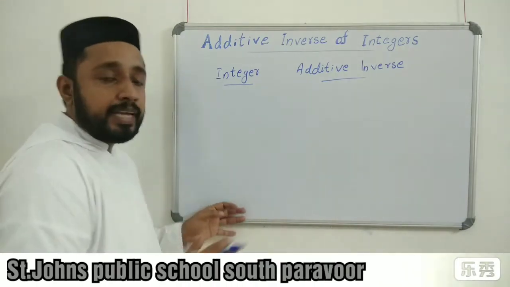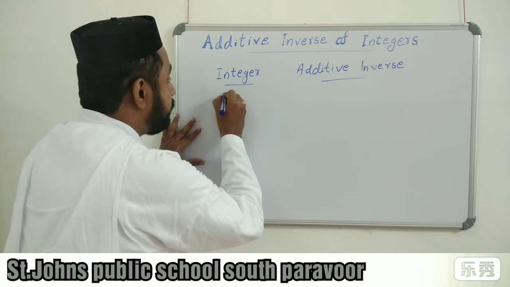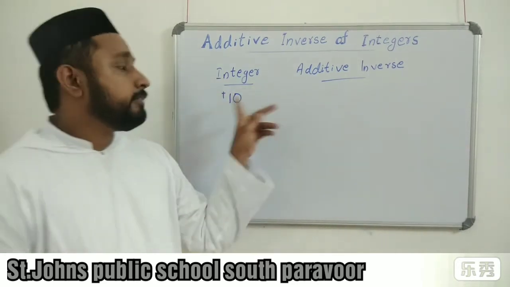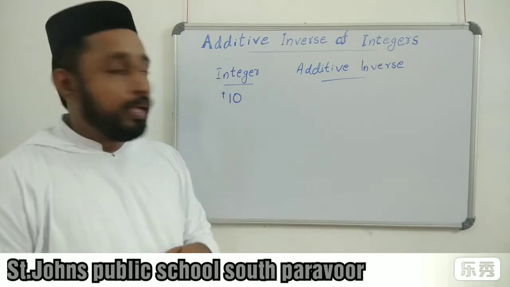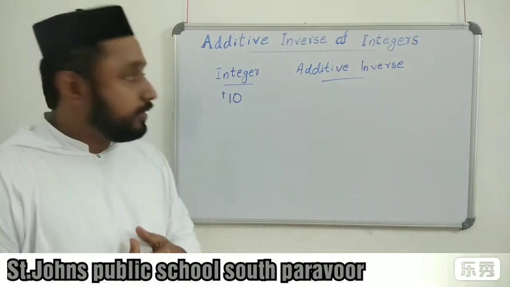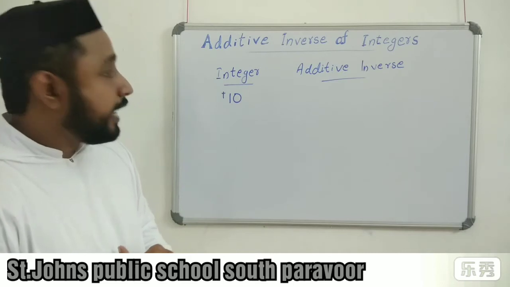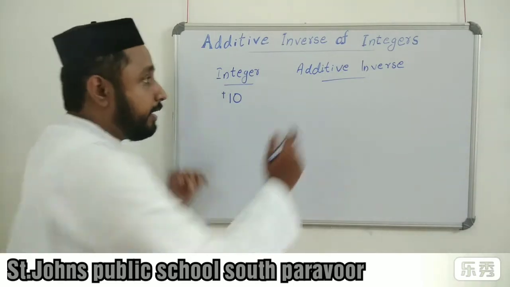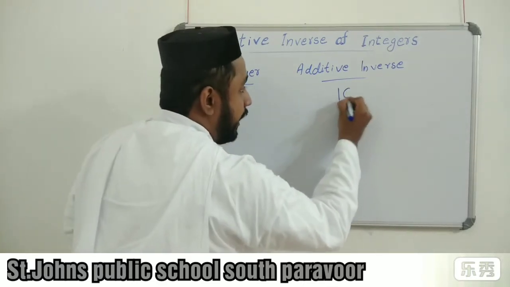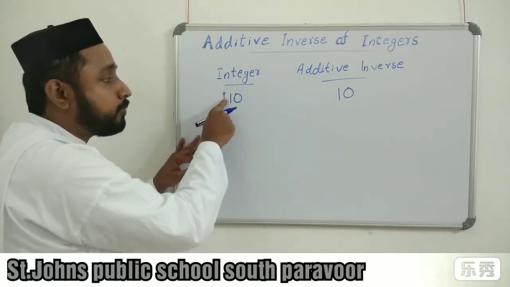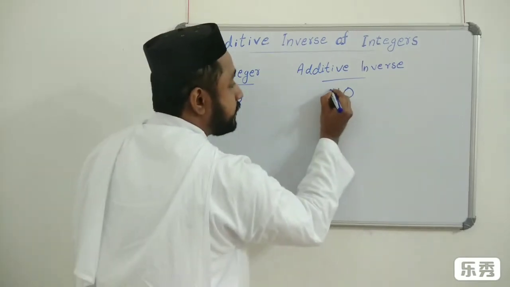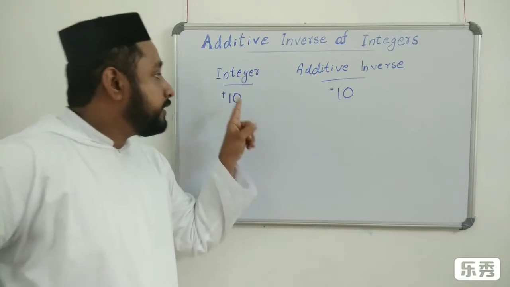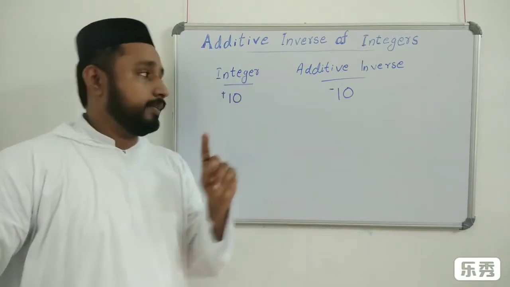I am going to write an integer. I am going to write positive 10. Now I am going to write the additive inverse of positive 10. How to get the additive inverse? We can get the additive inverse by changing the sign. Here plus 10, then we write 10 and just change the sign. Positive 10, change the sign, means negative 10. So, negative 10 is the additive inverse of positive 10.